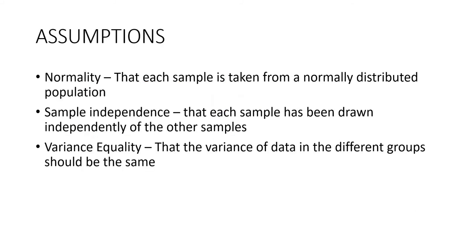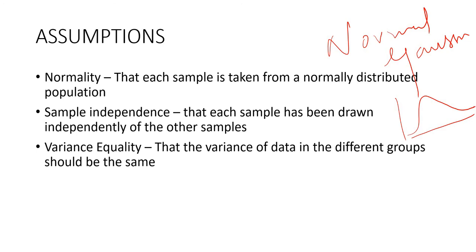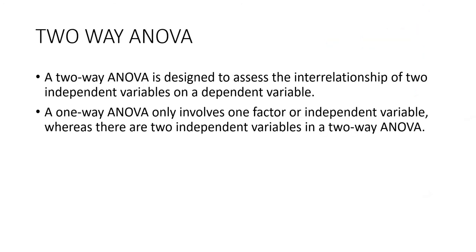Assumptions: normality. Each sample is taken from a normally distributed population. That means it's from the normal distribution, or we call it the Gaussian distribution, or the bell curve, right? So this is the bell curve. The ANOVA test forms a normal distribution. Sample independence: each sample has been drawn independently of the other samples. That's another assumption. Variance equality: the variance of data in the different groups should be the same. That is another assumption for one-way ANOVA.